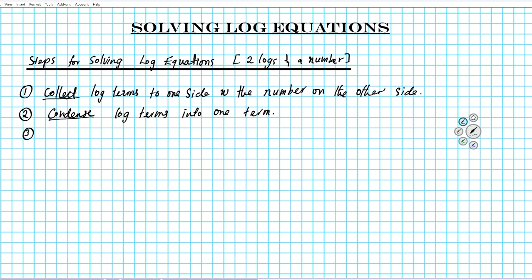And then step 3, after condensing the logs into one, you're going to have one log on one side and a number on the other side. Now you're in the position to eliminate the log using exponents, because exponential functions are the inverse of logarithmic functions. So using the appropriate exponential approach, you will be able to eliminate the log function. So the keyword here is eliminate. You want to eliminate that log component.